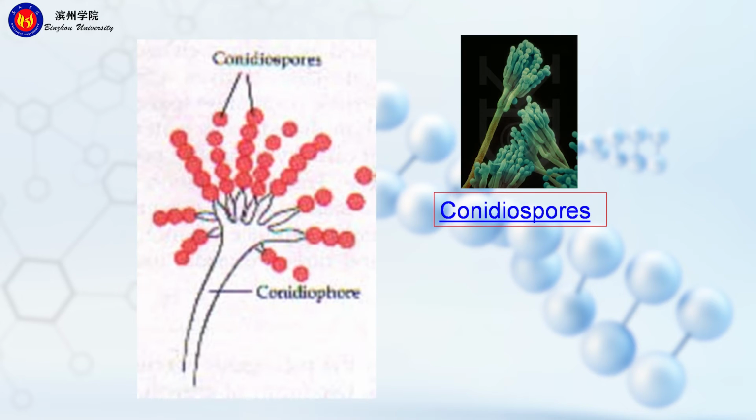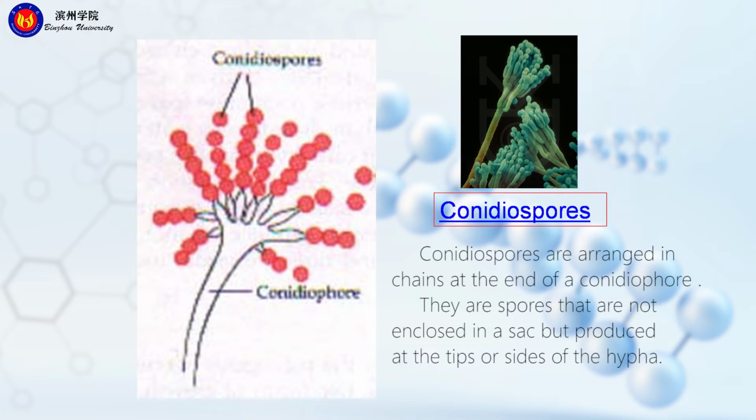This is conidiospore. Conidiospores are arranged in chains at the end of a conidiophore. They are spores that are not enclosed in a sac, but produced at the tips or sides of the hyphae.